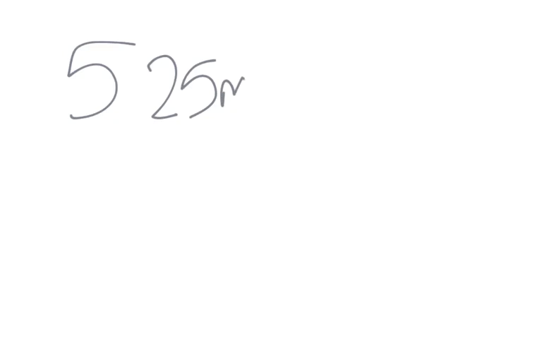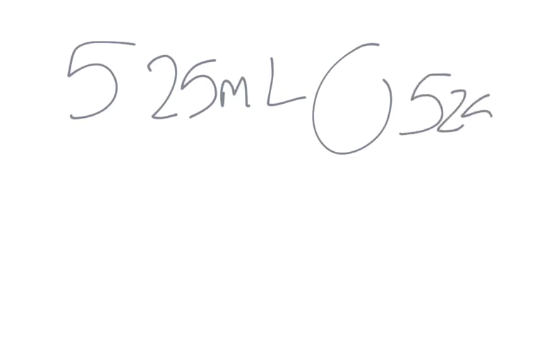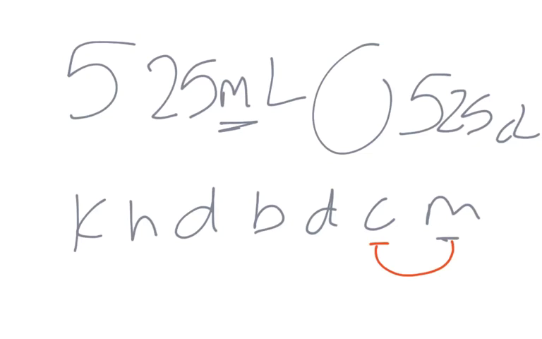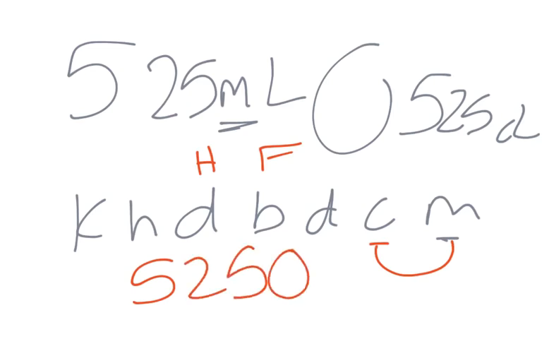Let's try another one. 525 milliliters to centiliters. So King Henry died by drinking chocolate milk. So I'm going from milliliters to deciliters. Or sorry, centiliters, my bad. To centiliters. So that's 1 jump. So I have to think which way I want to go. If I want to go from milliliters to centiliters, I'm going to go horse to fly, and I'm going to multiply by 10. So if I do that, that's going to give me 5,250.